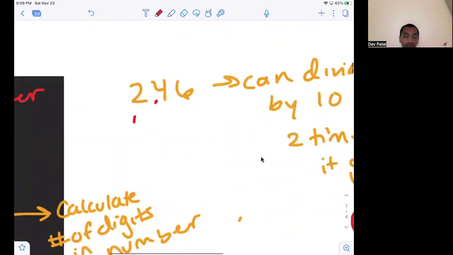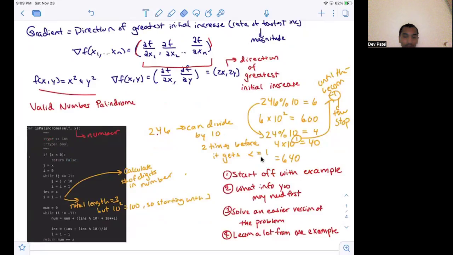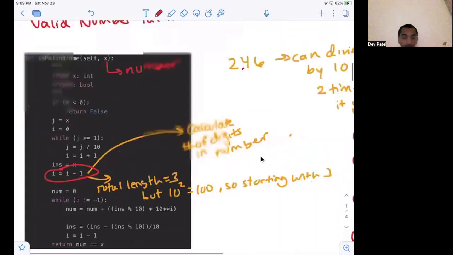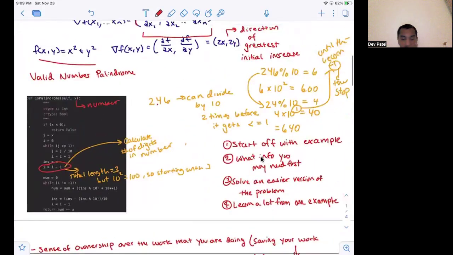But in this case, when we do a reverse, because this is 100, this is 10 squared, we want 1 minus that. So 3 minus 1, right? That's why we do I equals I minus 1 here. Okay. And now, with 246, we've gotten the number of digits and subtracted 1. Why did we subtract 1? Because the first digit, if you reverse it, is going to be a 600, in the hundreds, right? So we need 10 squared, that 2 instead of the 3. So that's why we're subtracting 1.